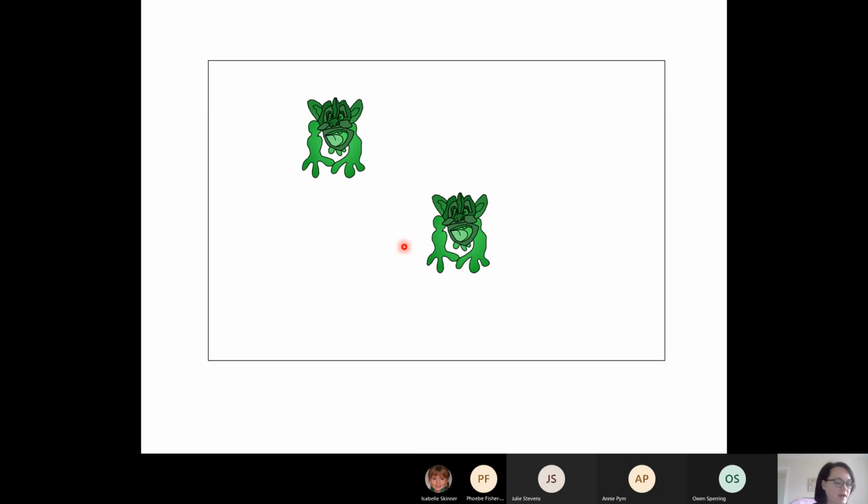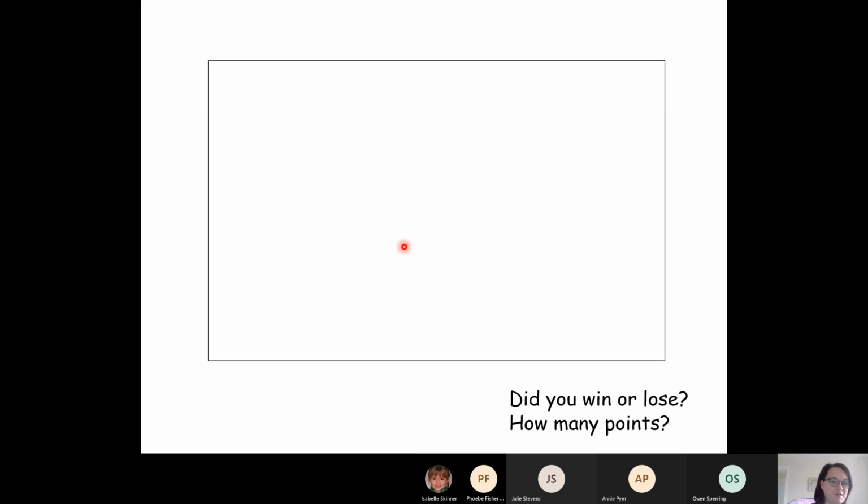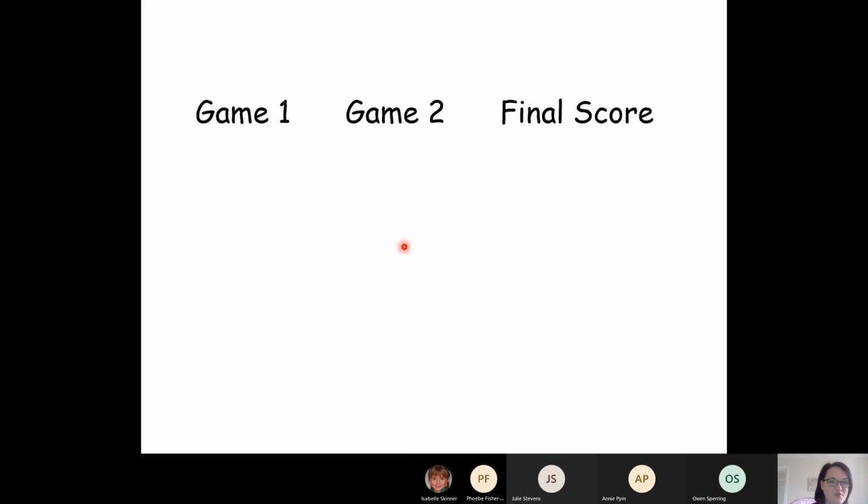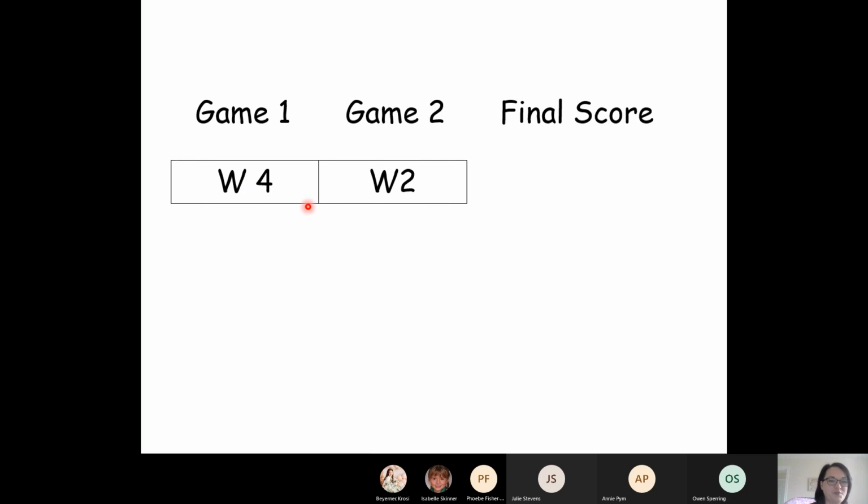And here's our second game. Again, throw that imaginary ball. Try and hit those 2 gremlins. 3, 2, 1. Throw your imaginary ball. There we go. Interesting. Okay. So think about whether we won or lost and how many we did. Hopefully you noticed that we won 4 points by knocking down those 4 gremlins. And then we won 2 points. So if we add those together, we win 4 and win 2. How many do we win altogether in the end? Win 4 and win 2 gives us a win of 6.